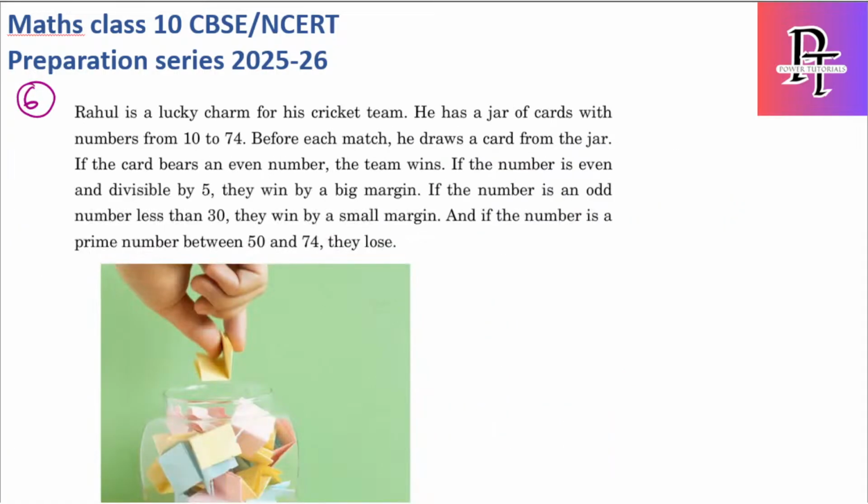So let's move to the next one, the 6th question. Rahul is a lucky charm for his cricket team. He has a glass jar with numbers 10 to 74. Before each match he draws a card from the jar. If the card bears an even number, the team wins. If the number is even and divisible by 5, they win by a big margin. If the number is odd and less than 30, they win by a small margin. If the number is a prime number between 50 and 74, they lose. So we have a cricket team with one lucky charm, Rahul.